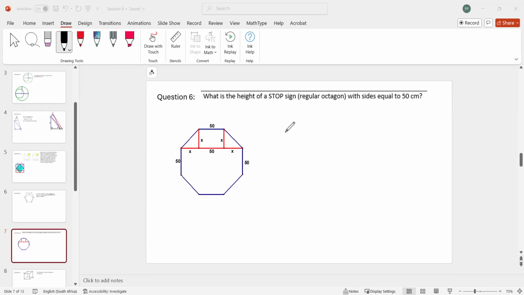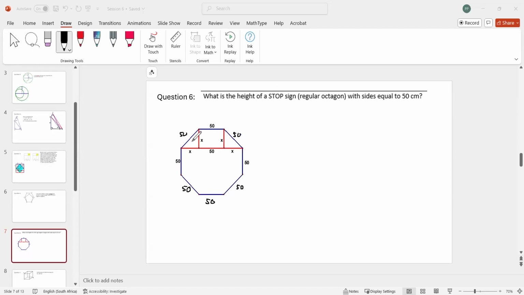So you've got an octagon, which has 8 sides. You can see this outside figure has got 8 sides, and the sides are all 50. The interesting problem: stop signs have the shape of an octagon. So all the sides are 50. So the question is, what is the height?